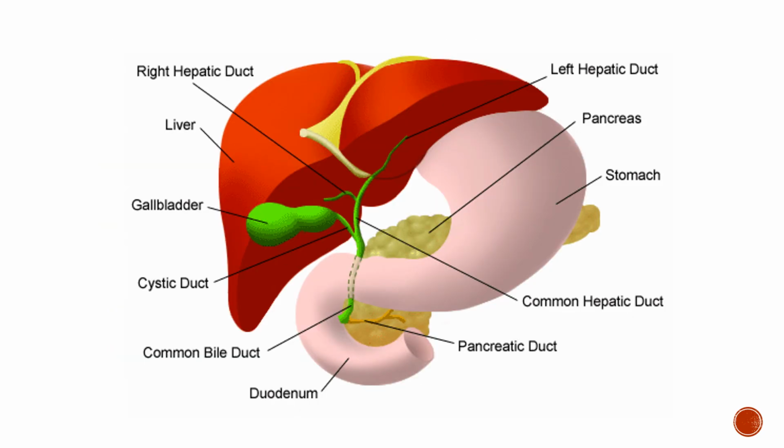A brief review of physiology. What is bile? Bile is a fluid that is made and released by the liver and stored in the gallbladder. It is made of cholesterol mostly, bile salts, bilirubin, water, and other salts such as potassium. It helps with digestion. Primary function is to emulsify fats. That means to break down fats into fatty acids.